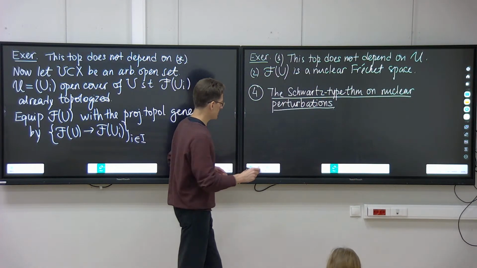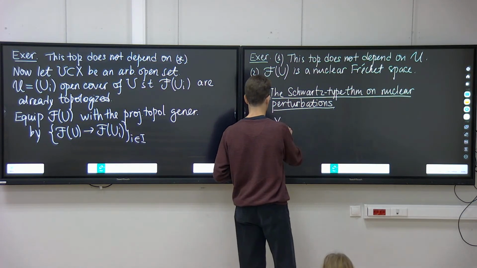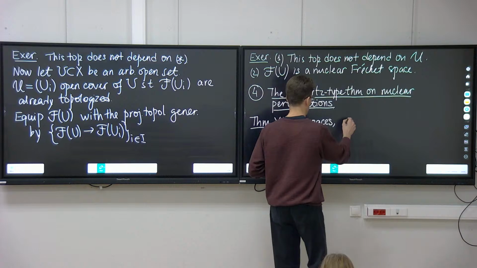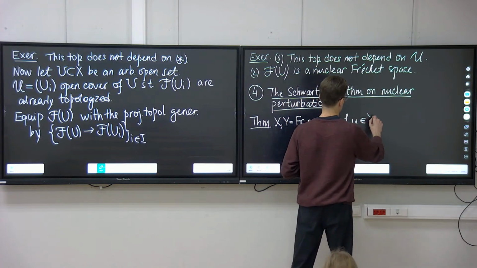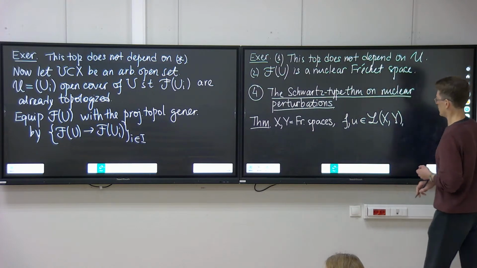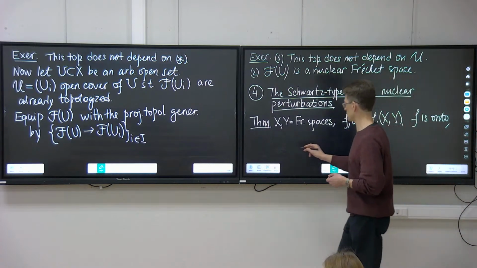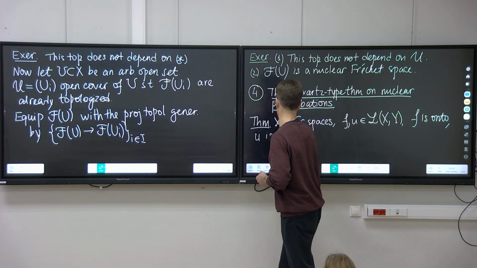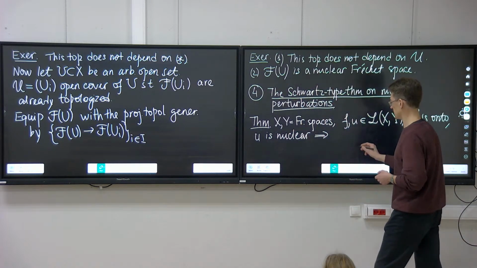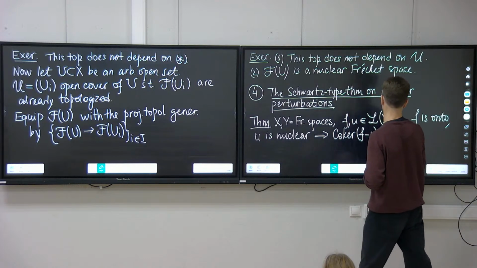And here's the theorem. Suppose that X and Y are Fréchet spaces. F and U are continuous linear maps from X to Y. We also assume that F is onto and U is nuclear. I claim that in this case, the co-kernel of F minus U is finite dimensional.